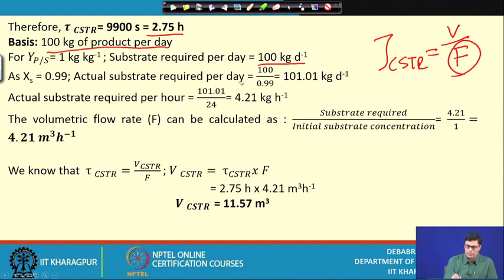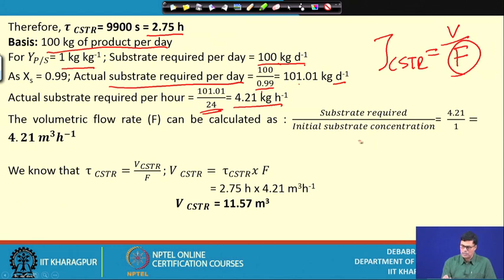Now for 100 kg of product, how much substrate is required? 100 kg per day, the same amount of substrate, because 1 kg of product is produced from 1 kg of substrate. The actual amount of substrate required per day will be what? 100 divided by 0.99, that is 101.01 kg per day. Am I right? Now, the actual amount of substrate required is in days; we can convert it to hours if we divide by 24, because 1 day equals 24 hours. So it comes to about 4.21 kg per hour.